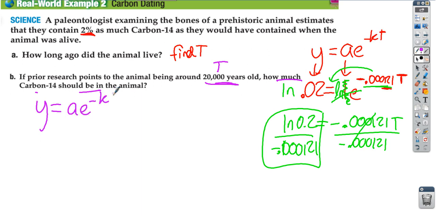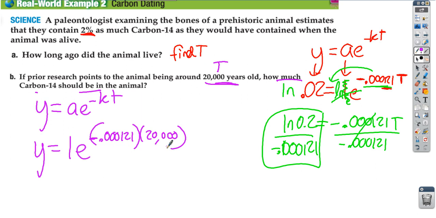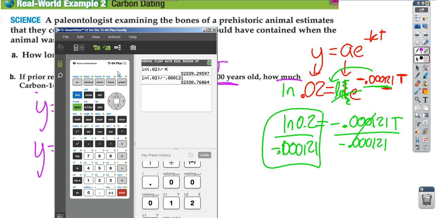So y is equal to this, and let's fill in our values. We don't know y. How much should be in the animal? Well, we know that the initial amount was 100%. We know that our k value was this number that we found before, and we know that t is 20,000. So basically we just have to plug this number in. There are no variables there, that's just a number. And in just a sec I want to go back a page and talk about why our k was the wrong value, just to make sure nobody's confused by that.